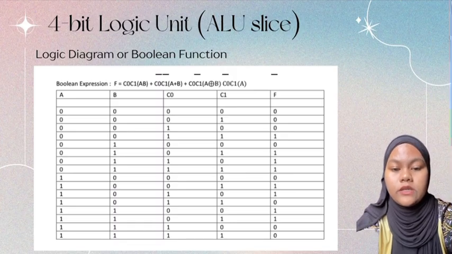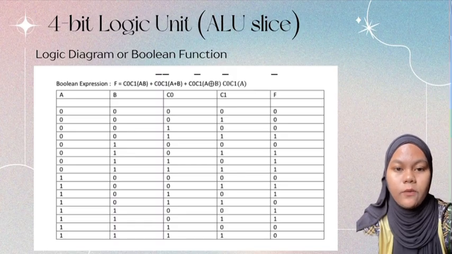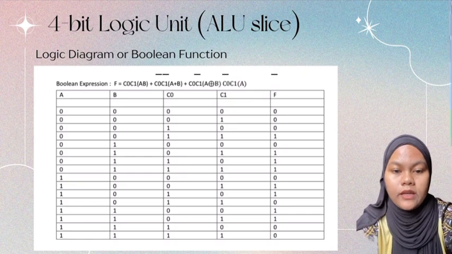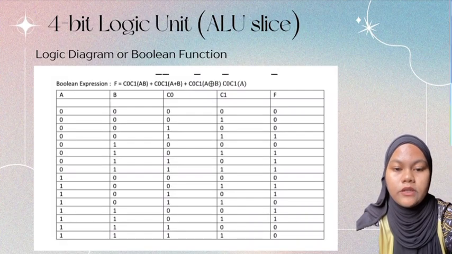When C0 equals 0 and C1 equals 1, it performs OR. F is only 1 when either A or B is 1. When C0 equals 1 and C1 equals 0, it performs XOR. F is 1 only when A and B are different. And when C0 equals 1 and C1 equals 1, it performs NOT A, which means the output is the opposite of A. So from this truth table, we can understand that C0 and C1 act as a selector that chooses which logic function the ALU will do. This is how one small circuit can perform multiple logical operations.